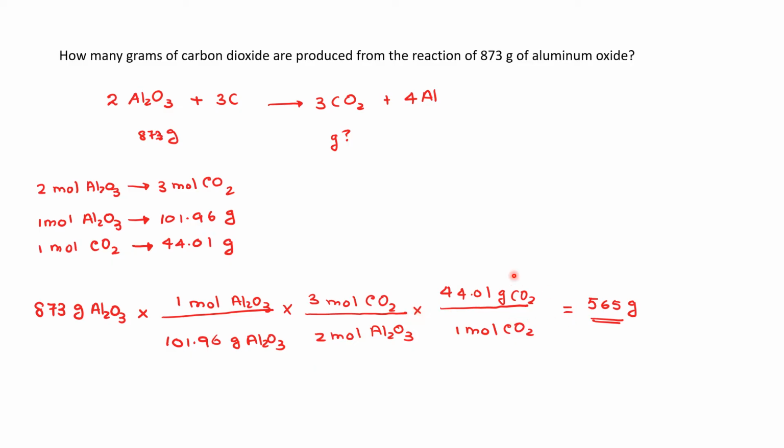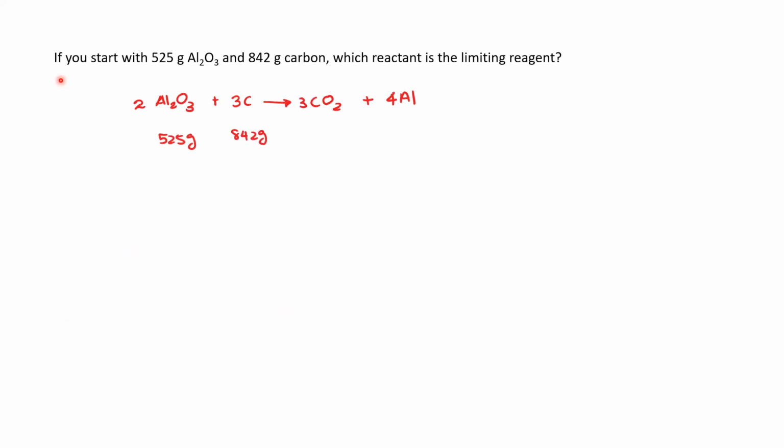Now we are going to convert it to grams of carbon dioxide. So we use the molar mass in such a way that it can cancel out moles of carbon dioxide and we are going to end up with grams of carbon dioxide. The answer for this question is 565 grams.